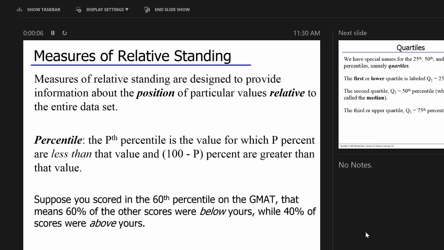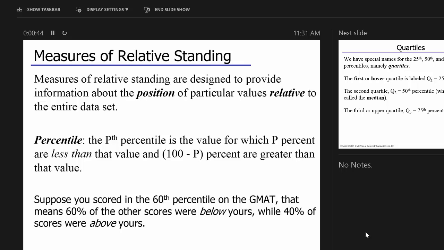Percentiles actually refer to the individual observation. So measures of central location and variability talk about the entire data set. Most of them anyway. Range doesn't really look at the entire data set, but the rest of them, CV, standard deviation, variance, take into consideration the entire data set. Percentiles, on the other hand, speak about one single observation as it stands compared to the rest of the data. Okay?